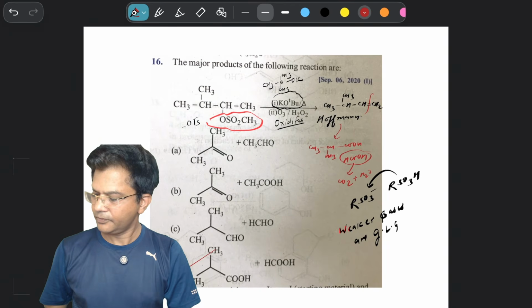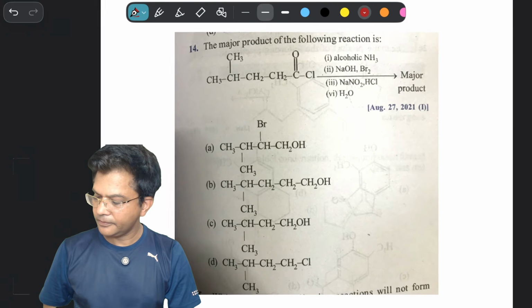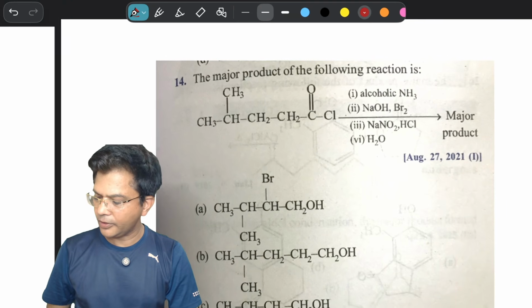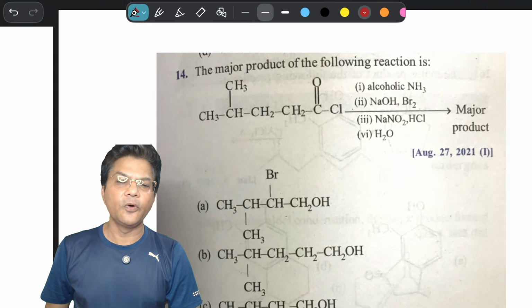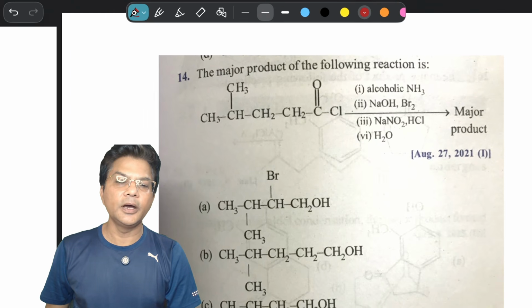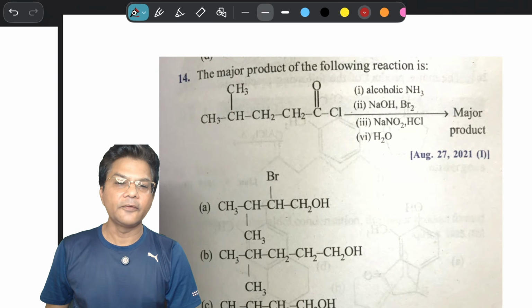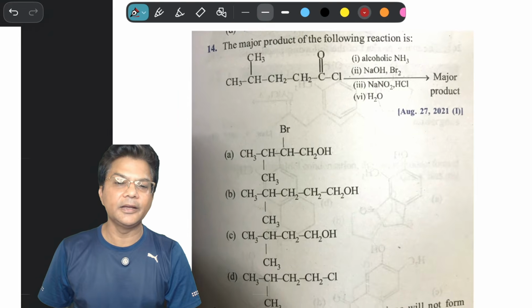Now, another question on your screen. Option you can see later on options. The major product of the following reaction. Alcoholic ammonia, definitely you can understand. So see the product, it's a very clear reaction.